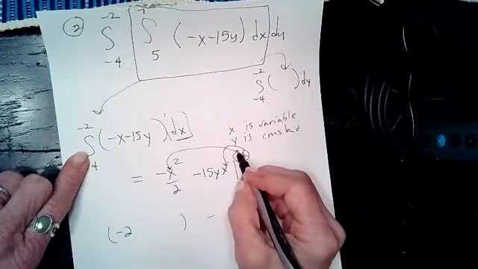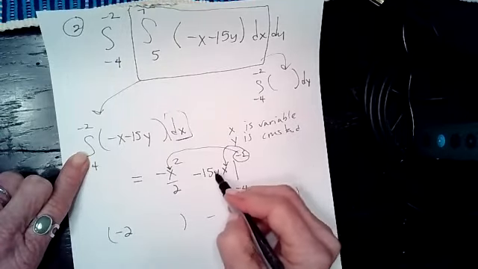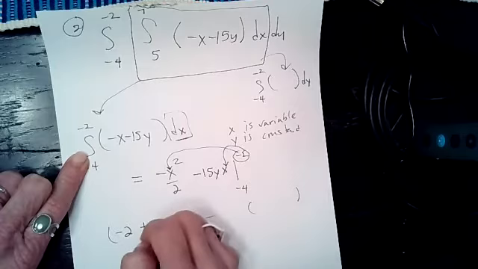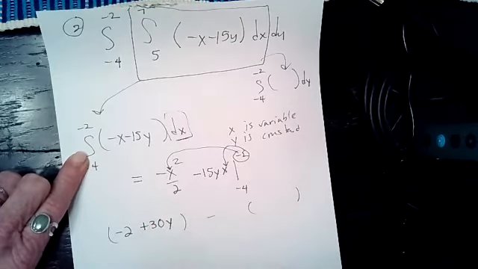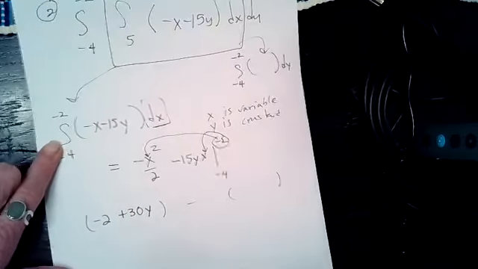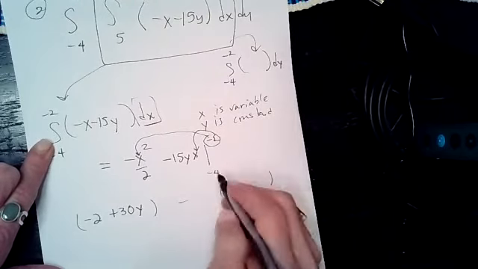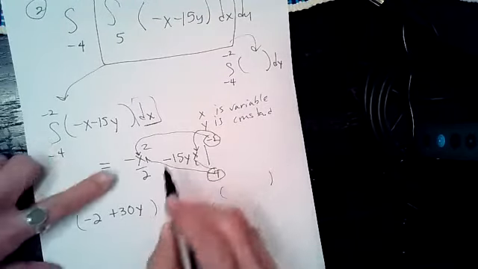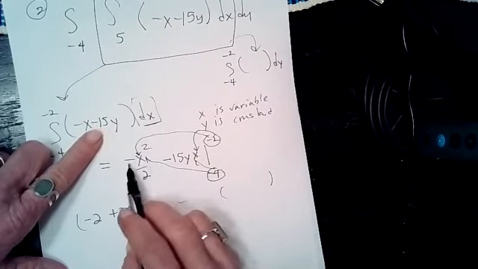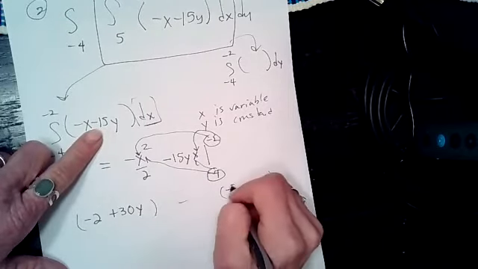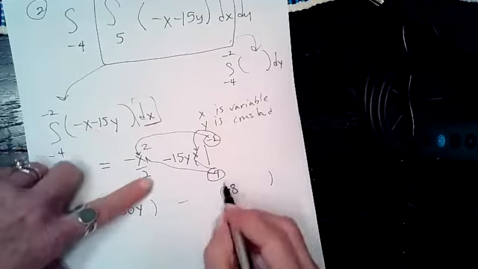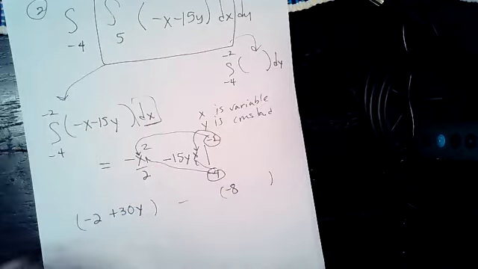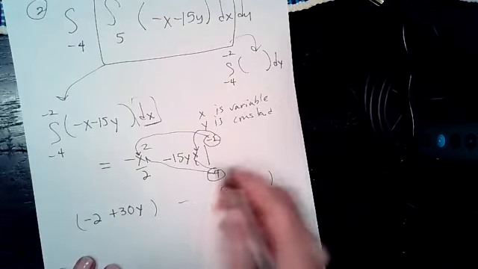And -2, if I plug it in for x, -2 times -15 is plus 30y. Okay. And then I'm going to take -4 and plug it in for x. So -4 squared is 16, so it's -16 over 2 is -8. And -4 times -15 is positive 60y.